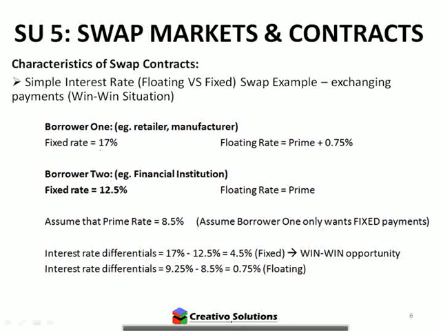Characteristics of a swap contract: simple interest rates, floating versus fixed. Here's a swap example in terms of exchanging payments. This example is one that I've looked at before, so you're probably familiar with it. So borrower 1 and borrower 2: we've got a retailer and we've got a financial institution.